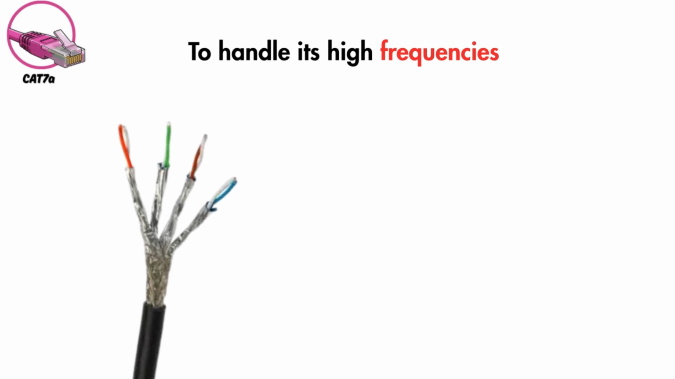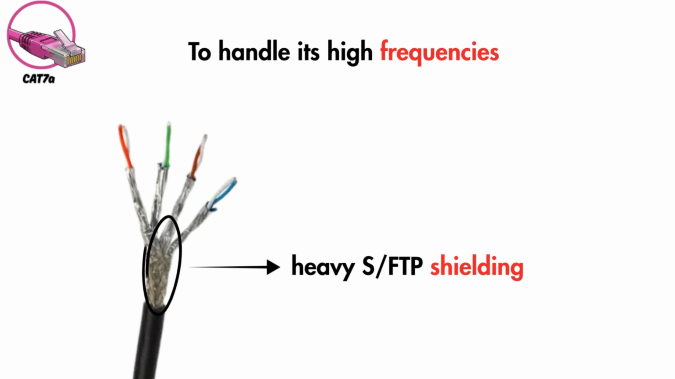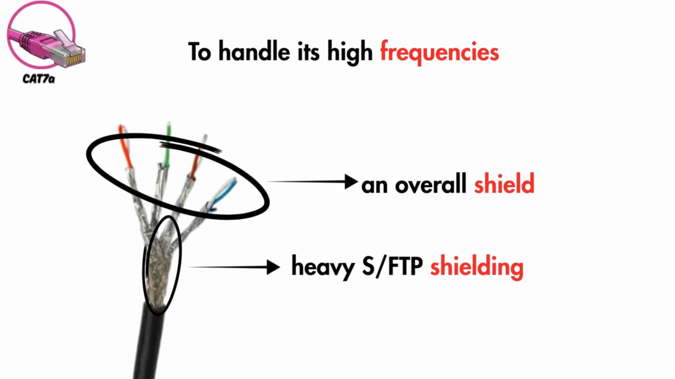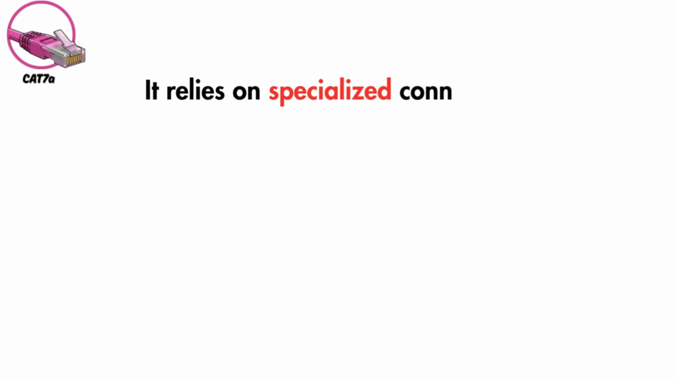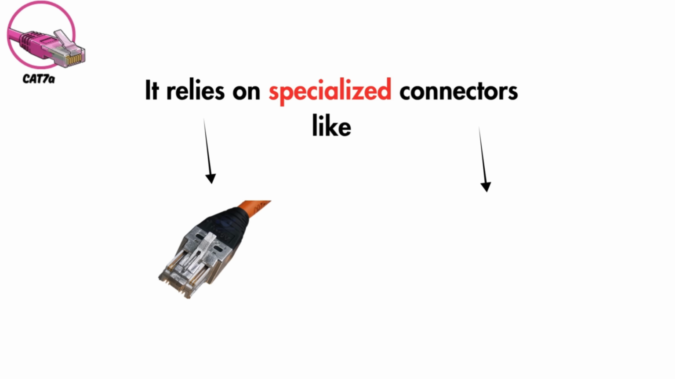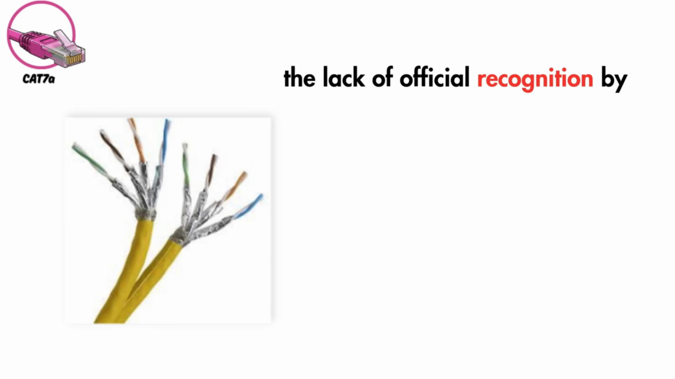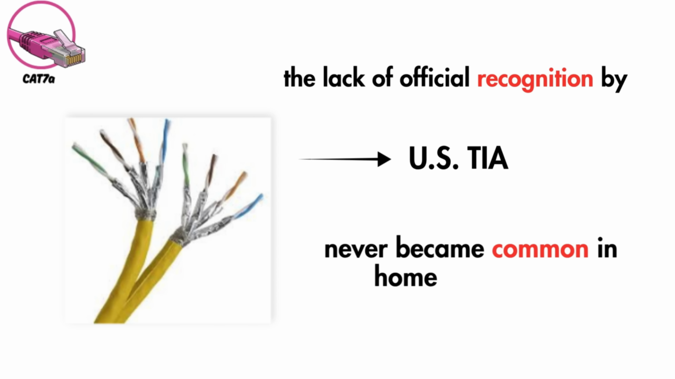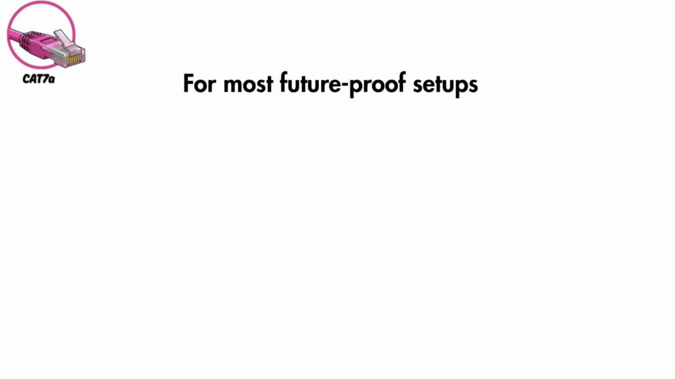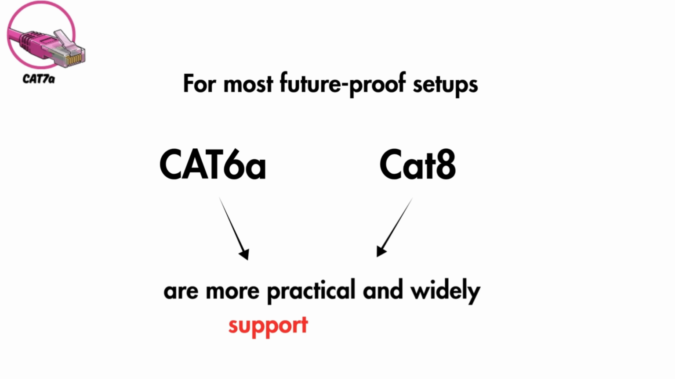To handle its high frequencies, Cat 7A uses heavy S/FTP shielding on each twisted pair, plus an overall shield, making the cable thicker and more difficult to install. It also relies on specialized connectors like GG45 or TERA instead of standard RJ45, which limits compatibility. Because of this and the lack of official recognition by the TIA, Cat 7A never became common in homes or offices. For most future-proof setups, Cat 6A or Cat 8 are more practical and widely supported choices.